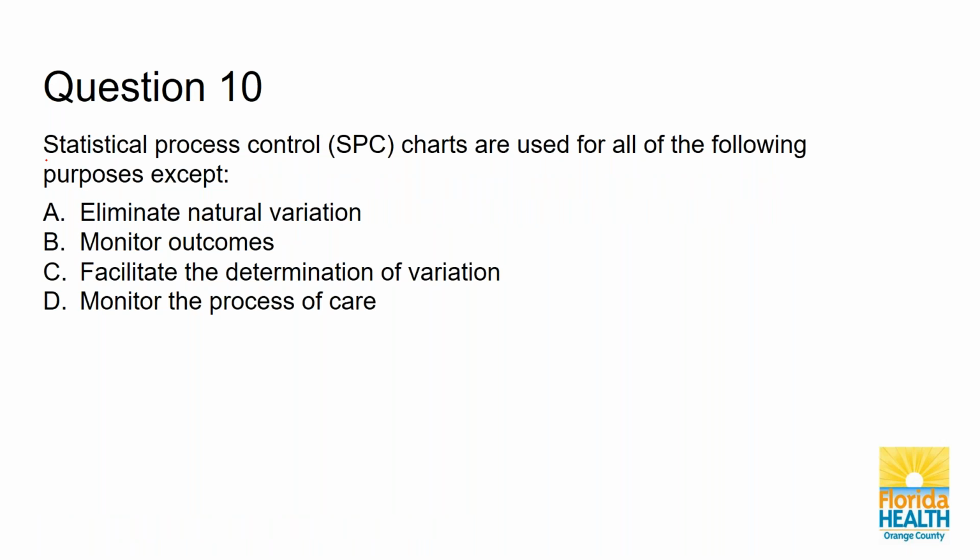So, next question. Statistical process, and we have to put a pep in our step because we're getting close to the hour here. Statistical process control charts are used for all of the following purposes except: A, to eliminate natural variation; B, to monitor outcomes; C, to facilitate the determination of variation; and D, to monitor the process of care.